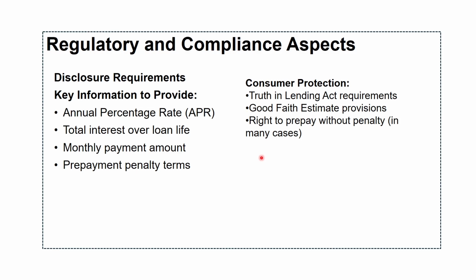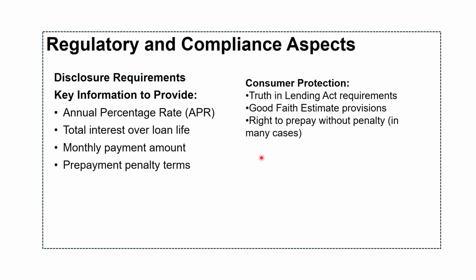So, the lender must disclose the annual percentage rate (APR), total interest over the loan's life, monthly payment amounts and prepayment penalty terms. That should be disclosed completely so that there is no confusion in the mind of the borrower, right. Then what are the consumer protection safeguards?